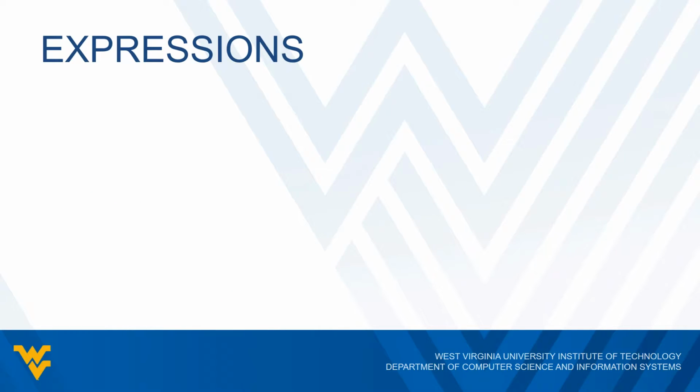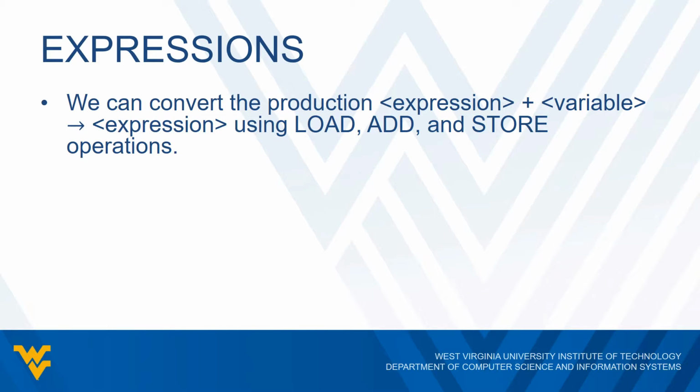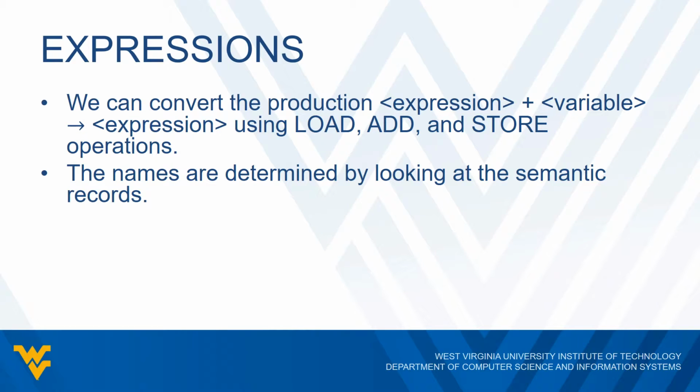Let's now address the expression portion. So where we had the expression plus a variable, and that would turn into an expression. That branch of the parse tree can be translated into machine language using assembly language instruction sets that we've talked about before. So the compiler would load the value of expression into a register, add the value of variable, and then store the resulting expression into a temporary memory location. We can do this type of conversion by using the load, add, and store operations in the instruction set. So the names used in the address field of the instructions are determined by looking in the semantic records associated with the non-terminals, in this case expression and variable.